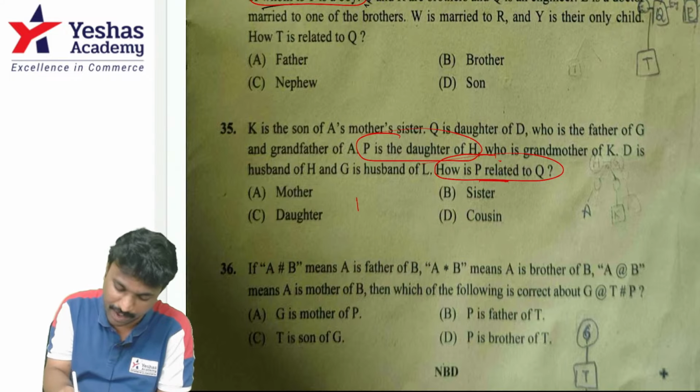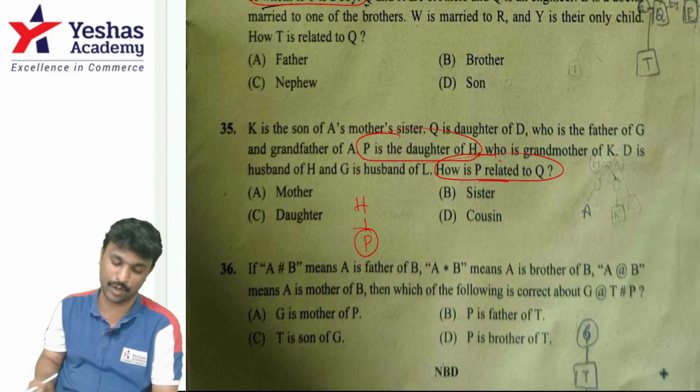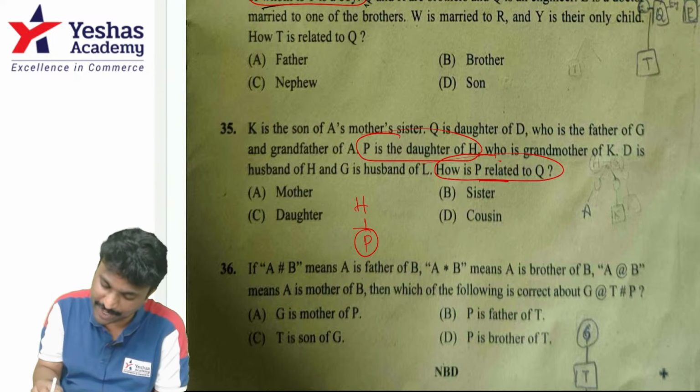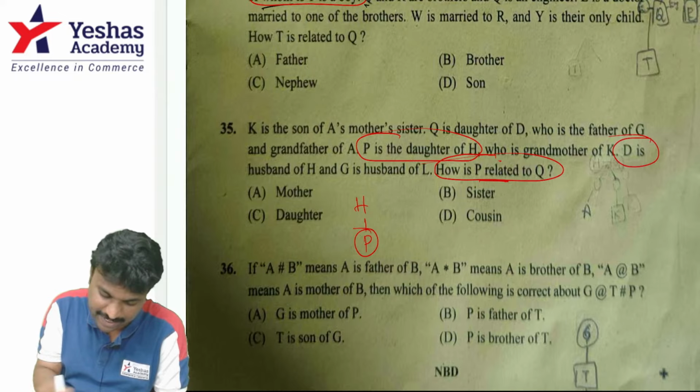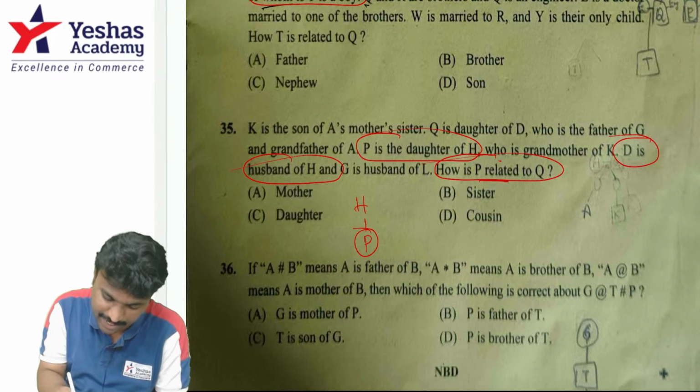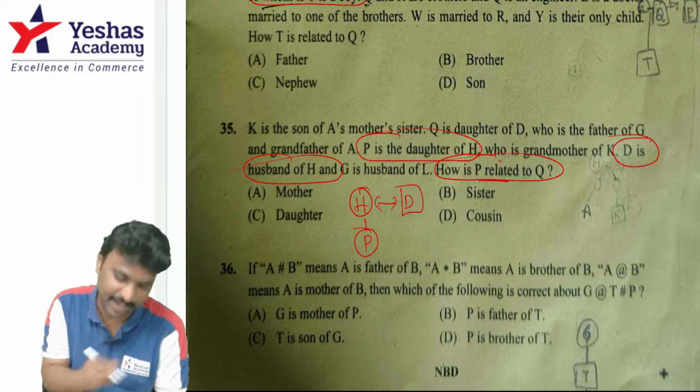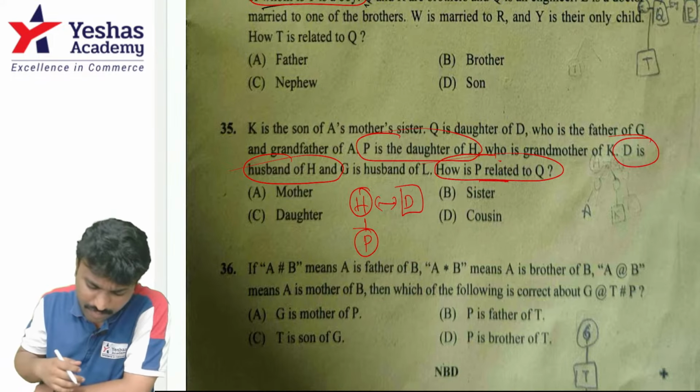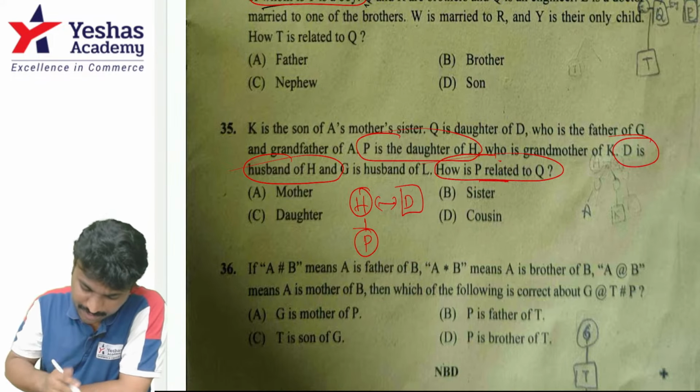P is a daughter of H. Below H, P should be. Now, with respect to H, what's the statement? D is husband of H. So H is female actually. D should be a male. Then what next? What is the statement connected to Q? Q is a daughter of D. So that means P and Q both are siblings because they are the children of H and D. That means the answer is option B. You understood? Moving on to the next question.